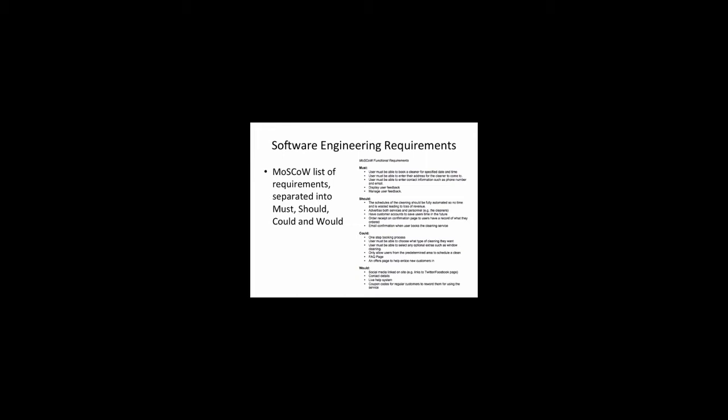The should, could and would are things that we would like to implement at a later date if we had the time, and it would give our software the edge over our competitors. I mentioned earlier about the functional and non-functional requirements. Functional requirements define the system, while non-functional define the operation of the system. They're used to judge the behaviour of it.